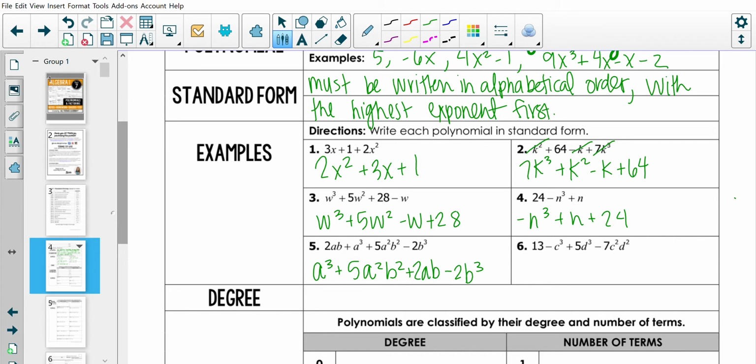Where are we starting on number 16? Negative c cubed, and then negative 7c squared d squared, plus 5d cubed, plus 13. Okay.